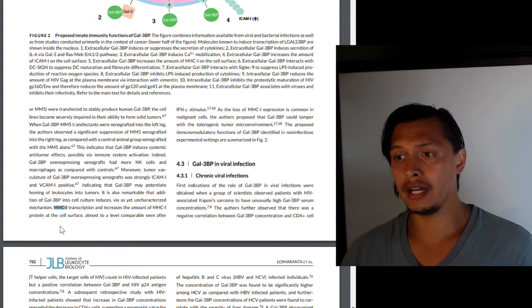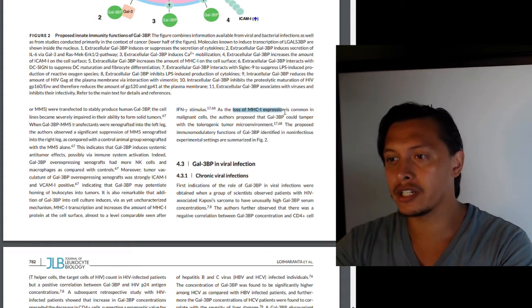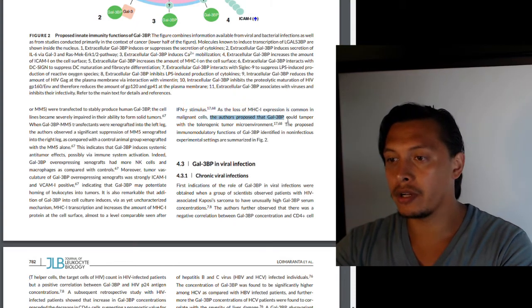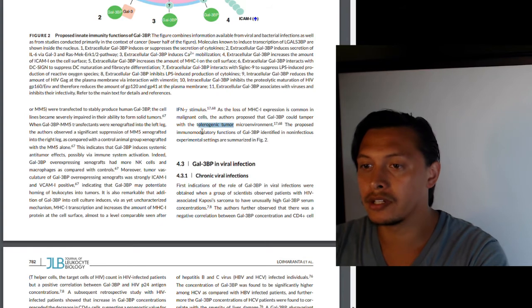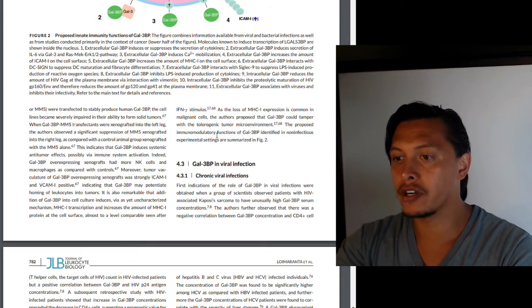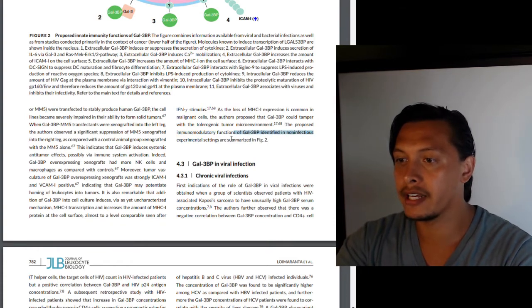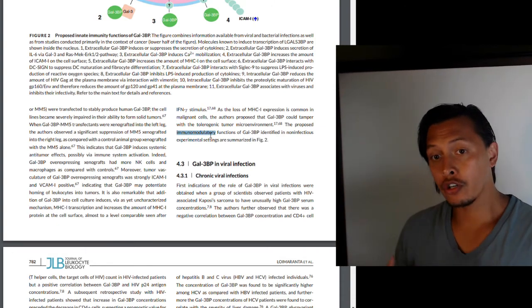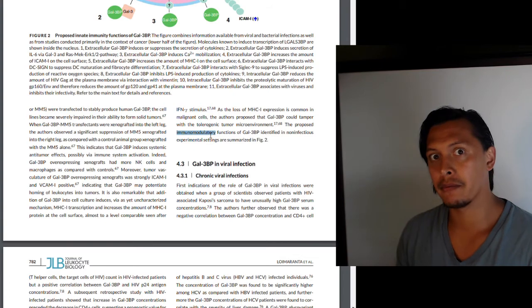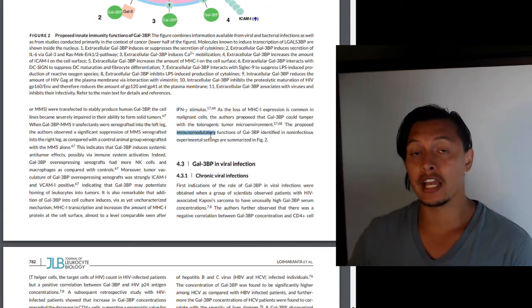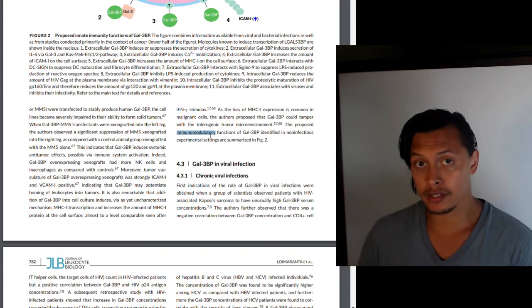So as the loss of MHC1 expression is common in malignant cells, the authors propose that galectin-3 binding protein could tamper with the tolerogenic tumor microenvironment. The proposed immunomodulatory functions of galectin-3 binding protein identified in non-infectious experimental settings are summarized in figure 2. So a lot of cancers do not express major histocompatibility complex 1 at all. And this is one of the ways that they are able to avoid the immune system, right?